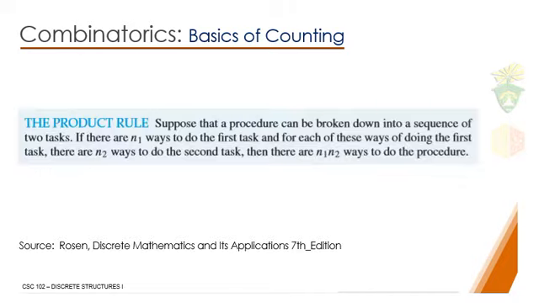So, by definition, the product rule states that if a procedure can be broken down into a sequence, then there are n sub 1 ways to do the first task. And for each of these ways of doing the first task, there are n sub 2 ways to do the second task. So, in the end, there are n sub 1 times n sub 2 ways to do the procedure. So that's the definition of the product rule.